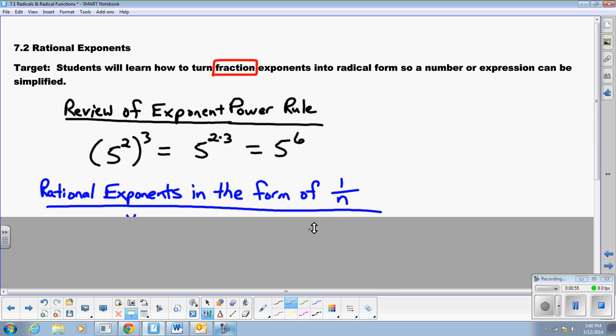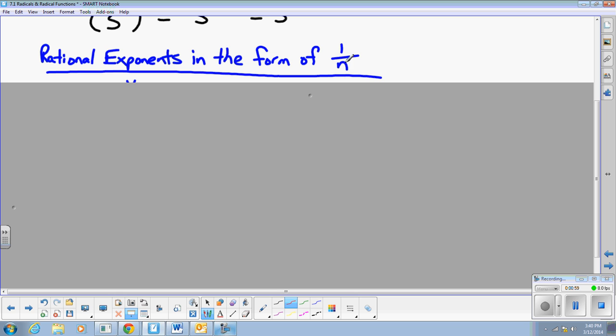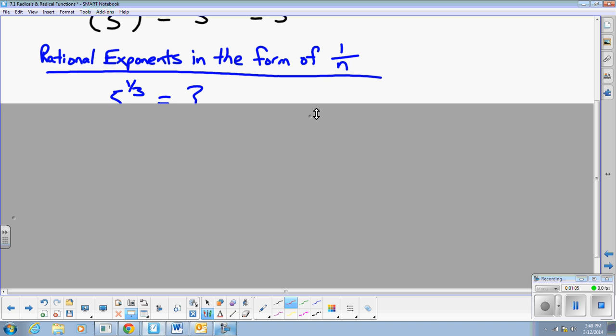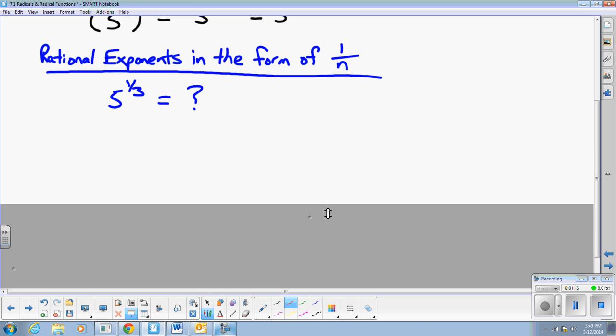So here we go. Let's take a look here. We're going to have all of our rational exponents in the form of 1 over n. So in other words, we'll have a 1 on the top of the fraction and an n on the bottom of the fraction. Let's take a look first of all at this. Here's one, 5 to the 1/3 power. And we're going to figure out what this means, so how we can fill in the question mark.